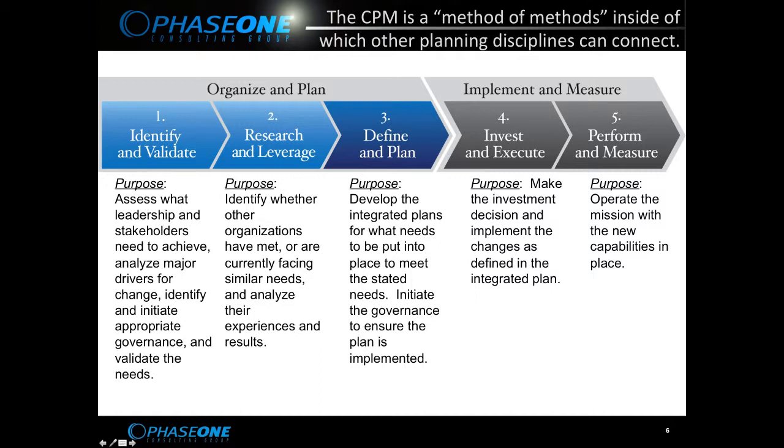Step 3 is the heavy planning step of the methodology. Most of the traditional FSAM planning activities around performance, business, system and technology oriented planning you find in step 3. Define and plan is about getting the right planners together with the mission specialists and really developing the integrated plans that are needed to meet those stated needs from step 1.